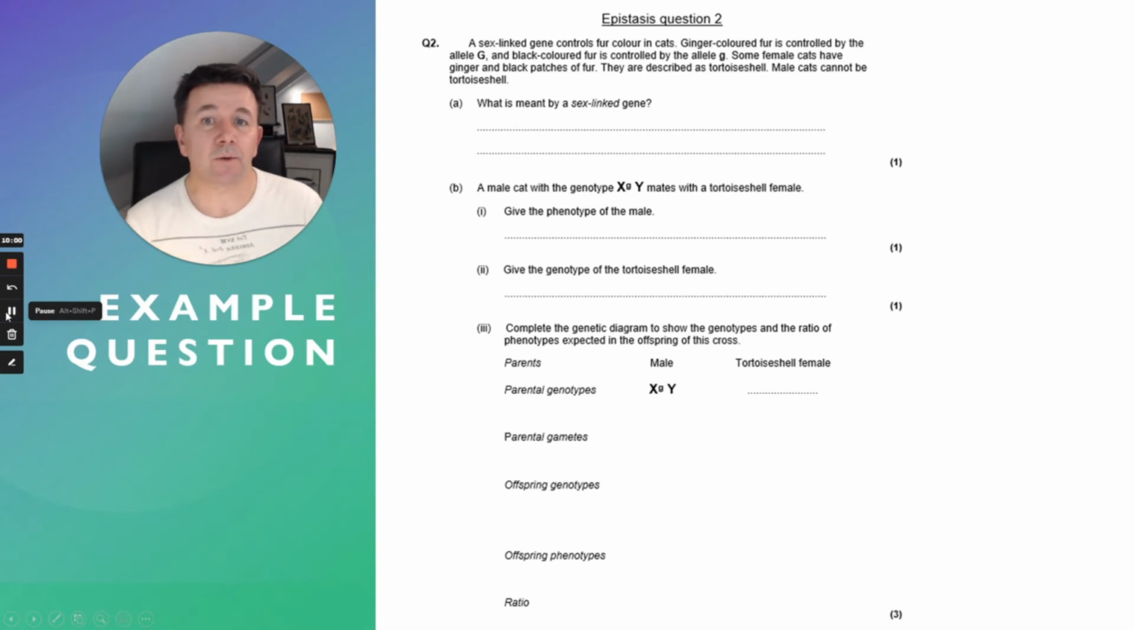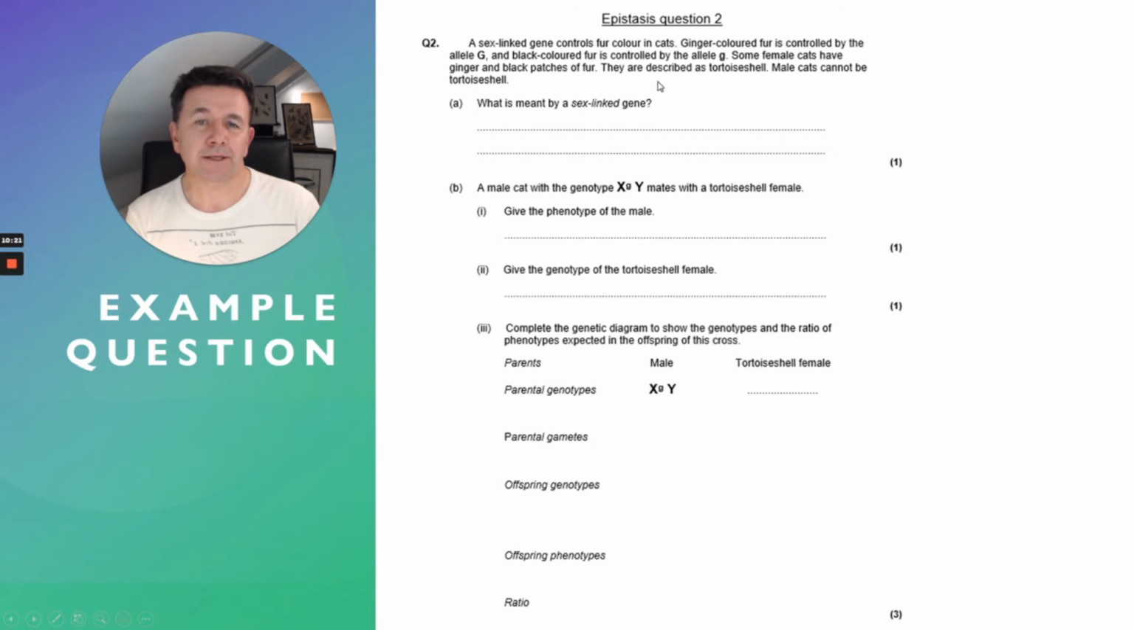Okay, so this second question is about sex linkage, and then it does go on to epistasis. So a sex-linked gene controls fur colour in cats. Ginger-coloured fur is controlled by the allele big G, and black-coloured fur is controlled by the allele little g, recessive. Some female cats have ginger and black patches of fur that are described as tortoiseshell. Male cats cannot be tortoiseshell.